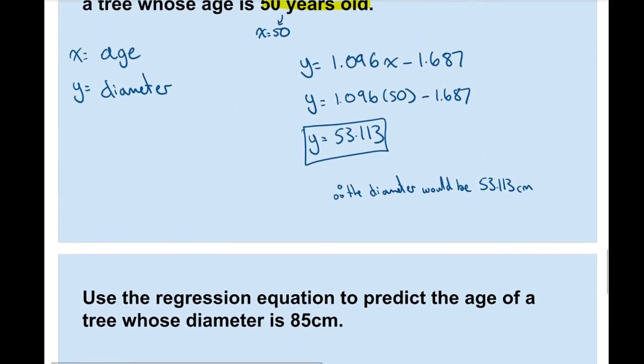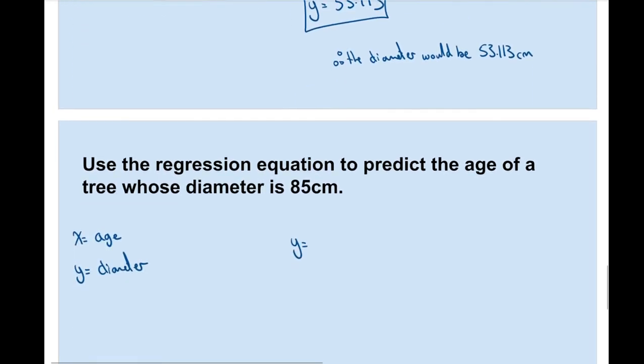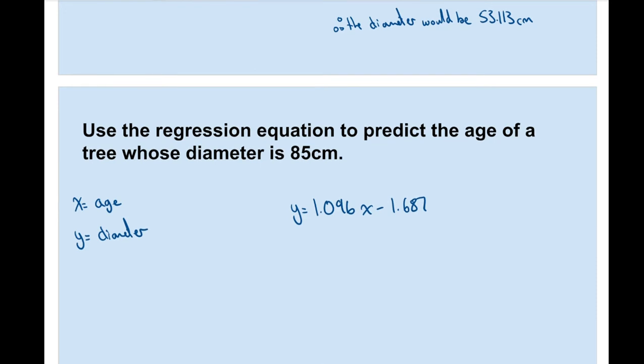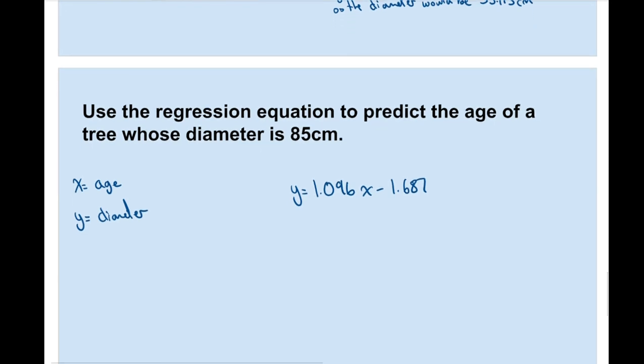y equals 1.096x minus 1.687. Now the other scenario is that we plug in a value for a different variable, because now we're told what the diameter is. So this is telling us that y equals 85 now. So in our equation, we're going to replace the y with 85.